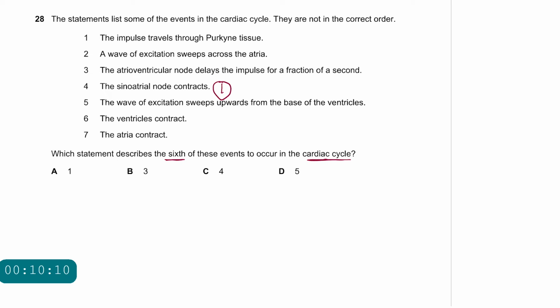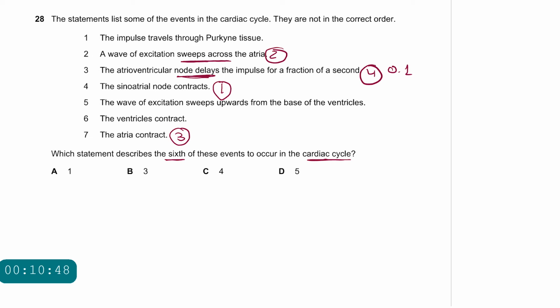Number 2, a wave of excitation sweeps across the atria. The wave travels across the atria. This is correct. Number 3, the atria contract. Once the wave travels across the atria, it contracts. Then the atrioventricular node delays the impulse for a fraction of a second. It's actually 0.1 seconds. So this is the fourth.